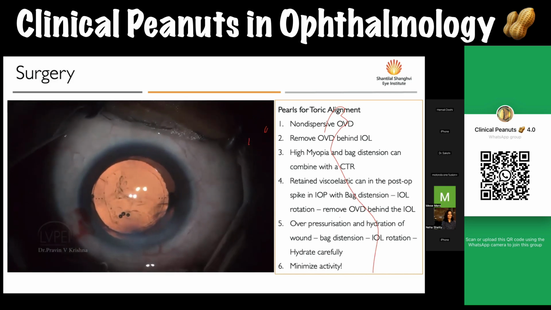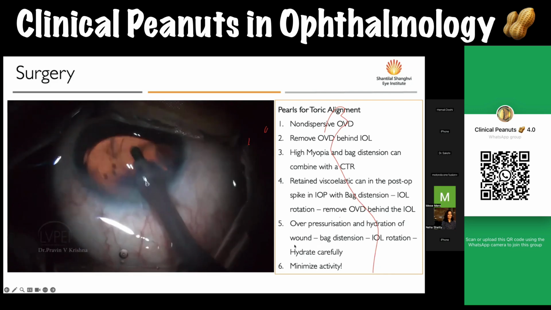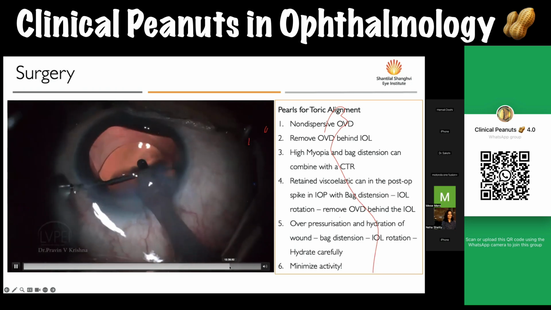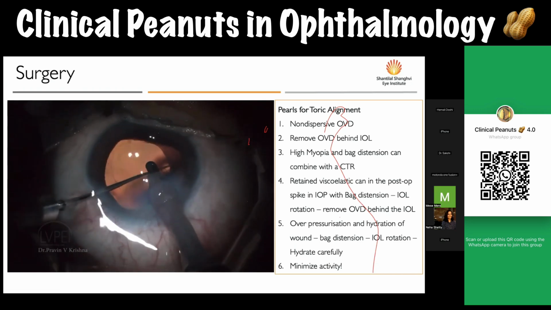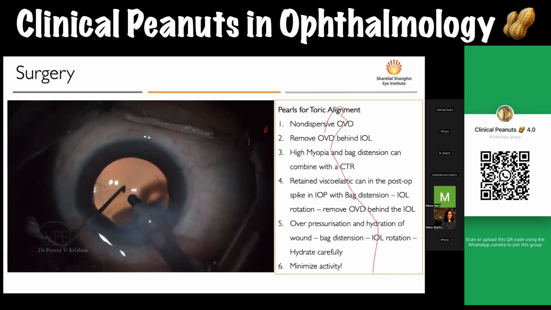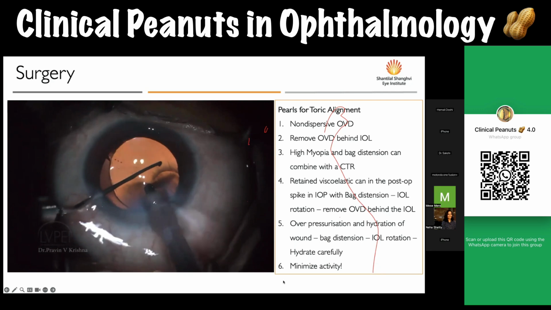Leave the IOL slightly undercorrected so that after removal of the OVD, you can finally place that lens and push it back into position, which is what we see here. Once that is done, the wounds are hydrated and sealed, and the IOL is tapped slightly to push it back into the eye, and the eye is closed.